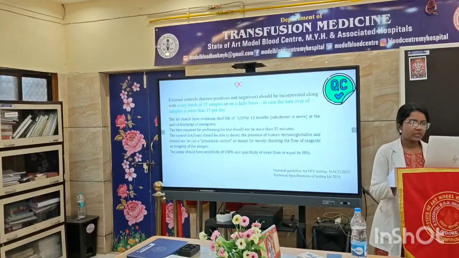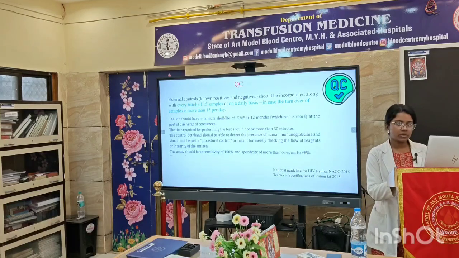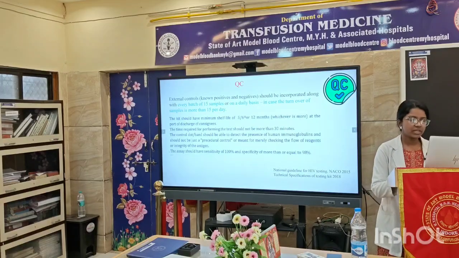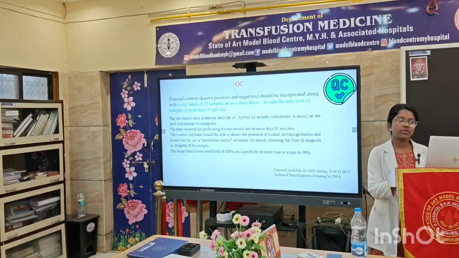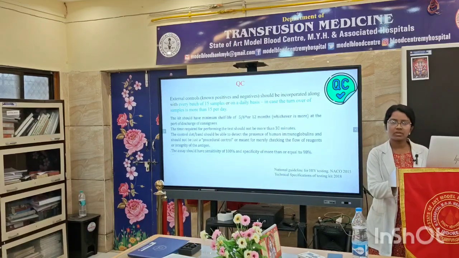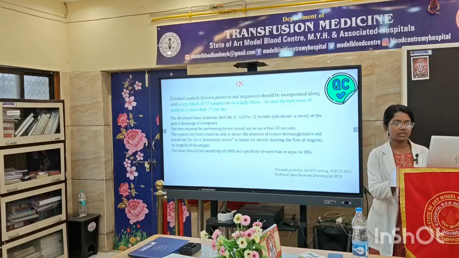So what quality control are we going to look for in this rapid test? The external controls, which we'll see in the further slides. The external controls, which should include both positives and negatives, should be incorporated along with every batch of 15 samples or on a daily basis in case the turnover of samples is more than 15.